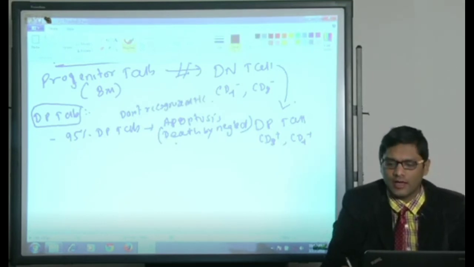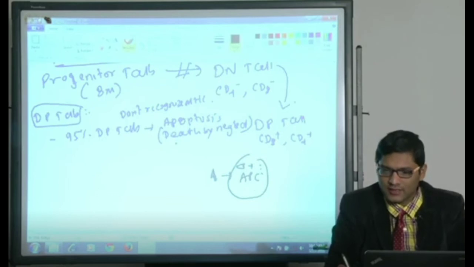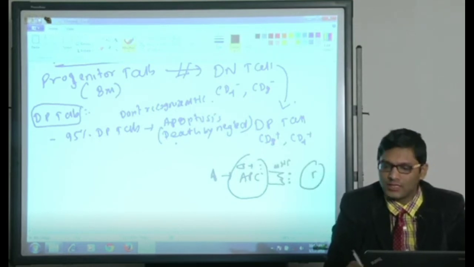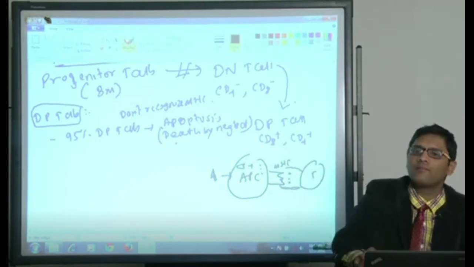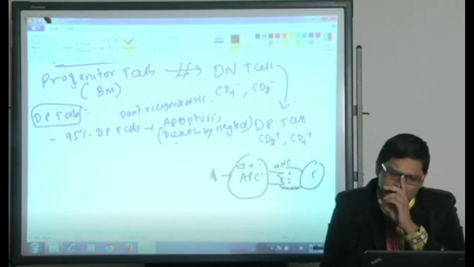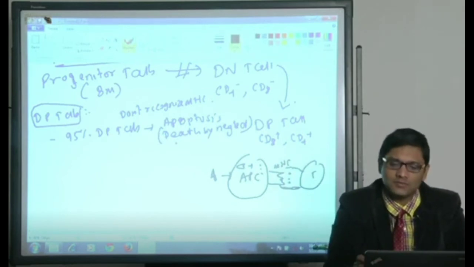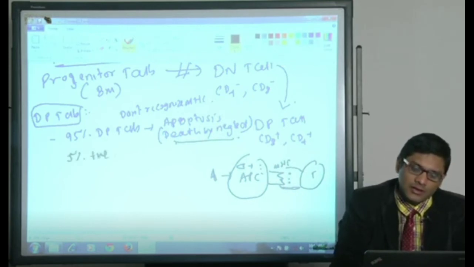You know that any antigen, if it comes, is processed by APC. The big antigen is fragmented into small antigenic fragments. Then the smaller antigenic fragments are presented on the surface of MHC to the T cell. That means T cells should be capable of recognizing MHC. Then only will they recognize the antigens present on the MHC. So the majority of the T cells do not recognize MHC, hence they undergo apoptosis by a process called death by neglect. The remaining 5% will be positively selected.